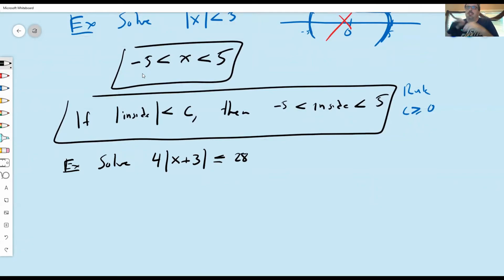So, again, in order to use these rules, the absolute value must be alone. So this 4 right here is causing us a problem. And how you get rid of it depends on how it's connected, right? This is 4 times the absolute value. I want to break multiplication, so we're going to divide. 4 goes into itself 1 time. So I get x plus 3 is less than or equal to 7.